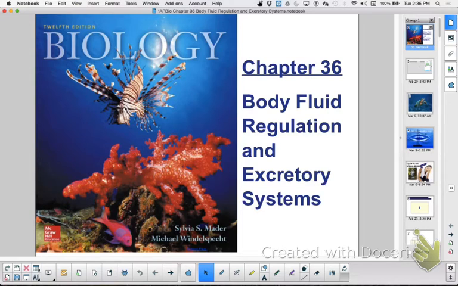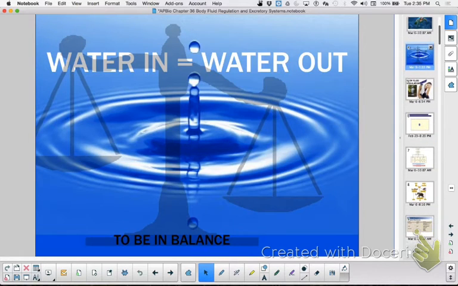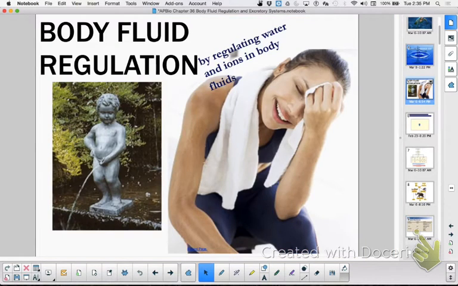All right, so chapter 36, body fluid regulation and excretory systems. Let's hit some main points. You have to have water in equaling water out. We talked about how maintaining our water balance is always going to be about ions, because water is always going to flow from the hypo.